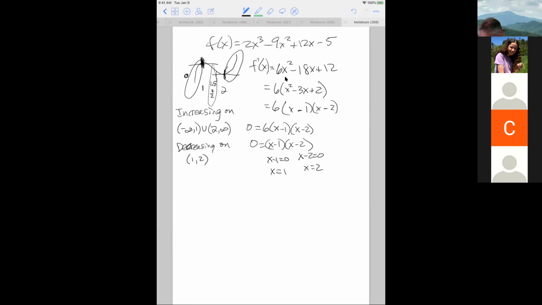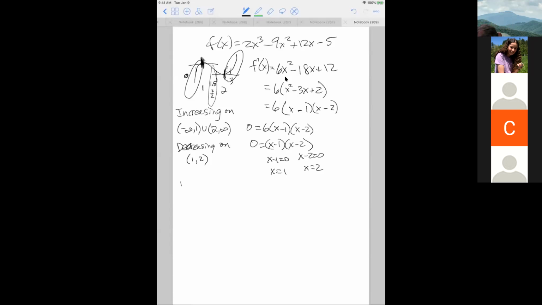I pick a number in between, and to the right, I'll pick the smallest number that fits. I'll pick 3. Okay, so if I plug those three values into the first derivative, I'm actually doing the first derivative test.